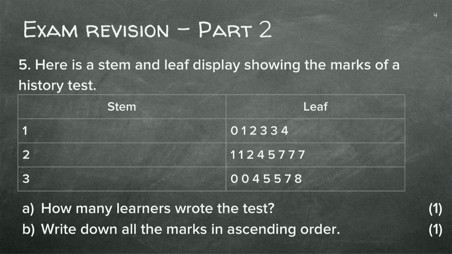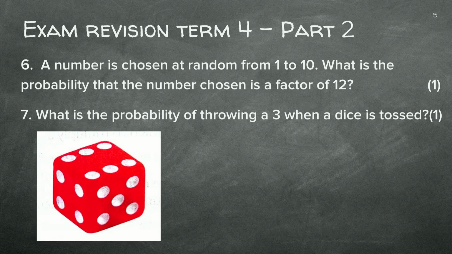So we've got a stem and leaf display showing the marks of a history test. So they're asking us to answer how many learners wrote the test and to write the marks in ascending order. Then a number is chosen at random from 1 to 10. Now ask us what is the probability that the number chosen is a factor of 12.